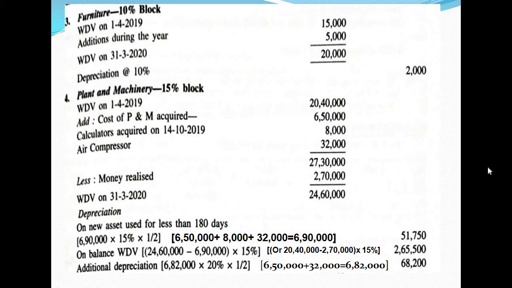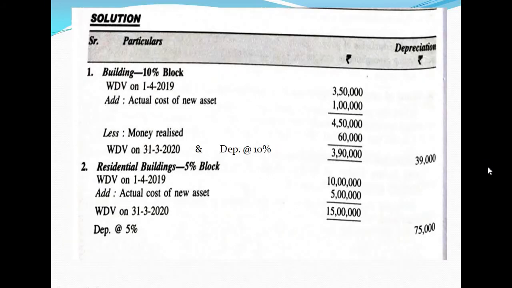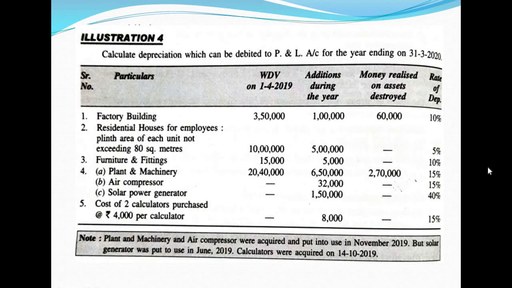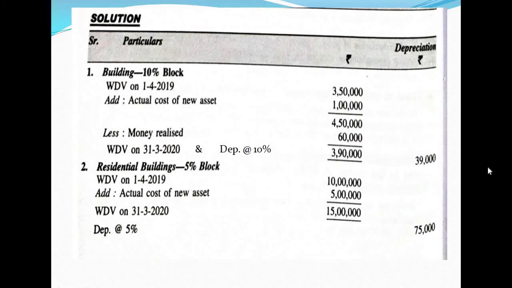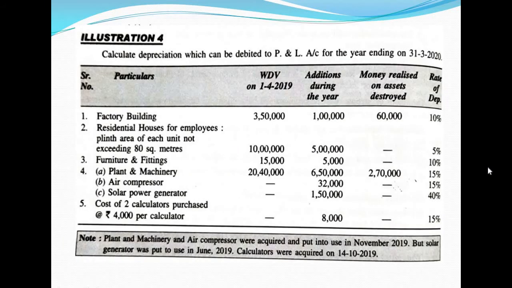Now the next one is the plant and machinery. Now for plant and machinery, written down value as on 1/4/2019, if you look from here, it is 20 lakhs 40,000. Then there has been an addition during the year for plant and machinery, that is 6 lakhs 50,000. Then also we have the air compressor, which falls under plant and machinery, under the same rate of depreciation, so 32,000. Then we also have the cost of two calculators. This also falls under the plant and machinery block, that is the rate is 15%.